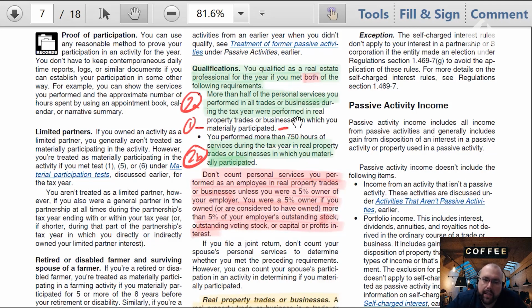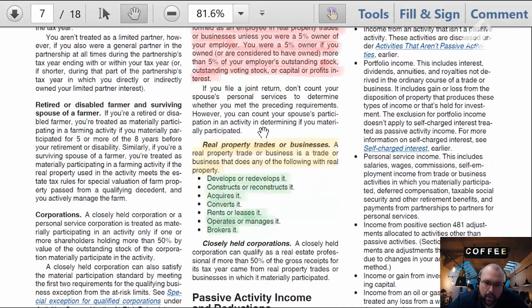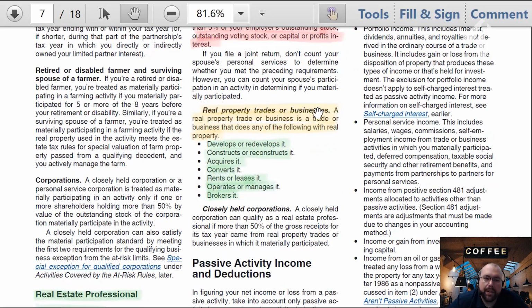So first of all, I think it's important, like I said, for the definitions. Let's look at the definitions of what we see here when we say real property, trades, or businesses in which you materially participate. So let's look at what a real property trade or business is, and they define it below here for us. A real property trade or business is a trade or business that does any of the following with real estate property.